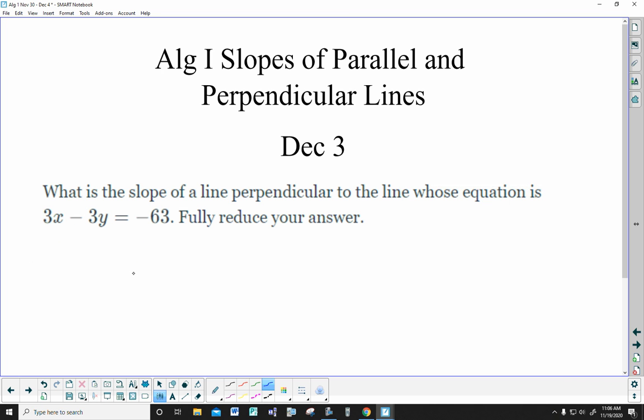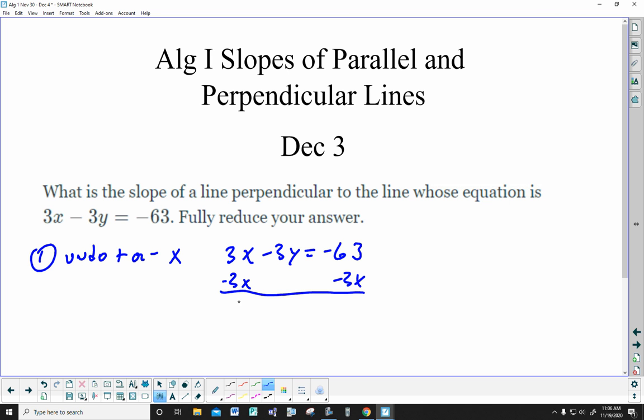So we want to first be able to read the slope. And in standard form, you can't read an m. There's no m that's listed. So I have to get it out of standard and write it in slope-intercept form so I can read the slope. So the first thing you need to do, so 3x minus 3y is equal to negative 63, is undo adding or subtracting the x's. You need to get them to the other side. It's a positive 3x, so I'm going to subtract 3x to the other side. That's always going to be your first step.